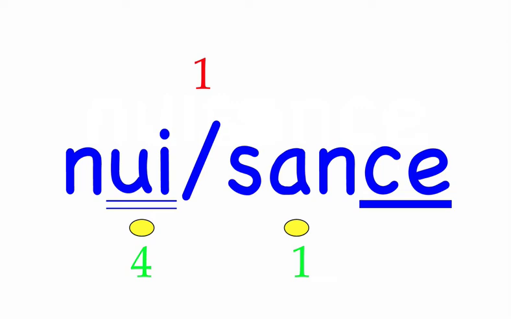CE is a team here. The E's only function is to cause the C to represent its second sound. Also, the UI team represents the sound oo, as in the word fruit, and UI always represents the sound oo, which is the second long sound for the vowel U, so we double underline it.